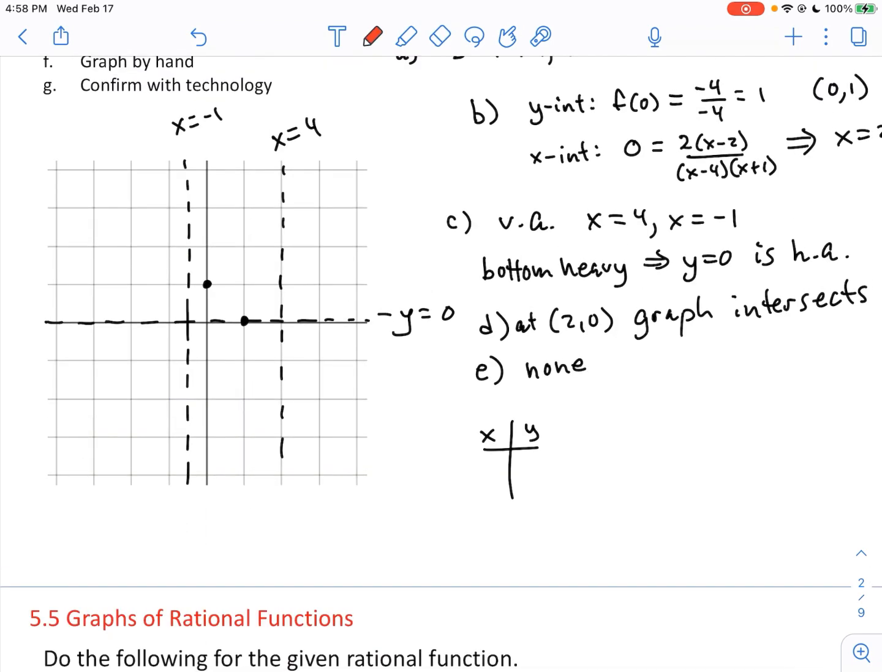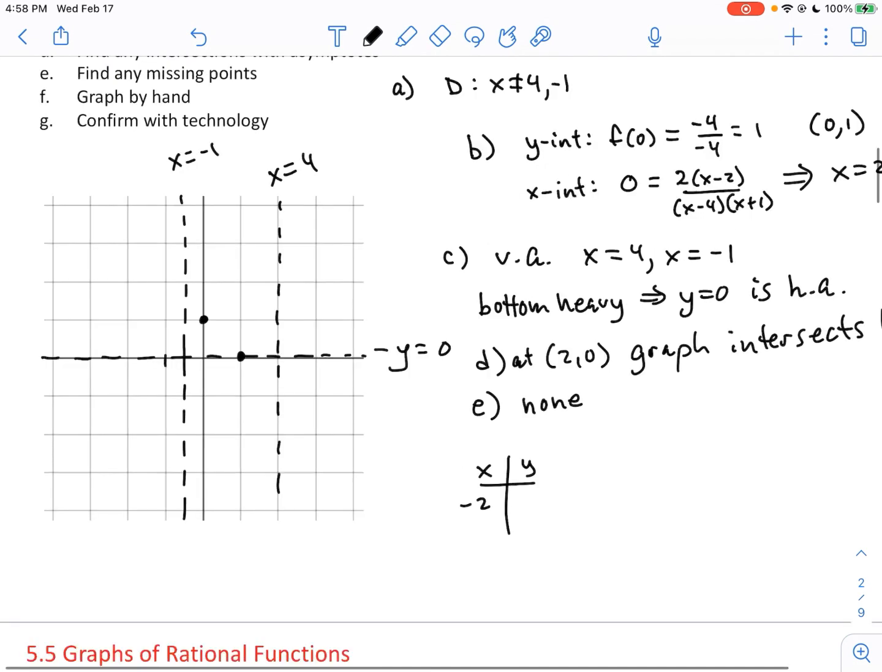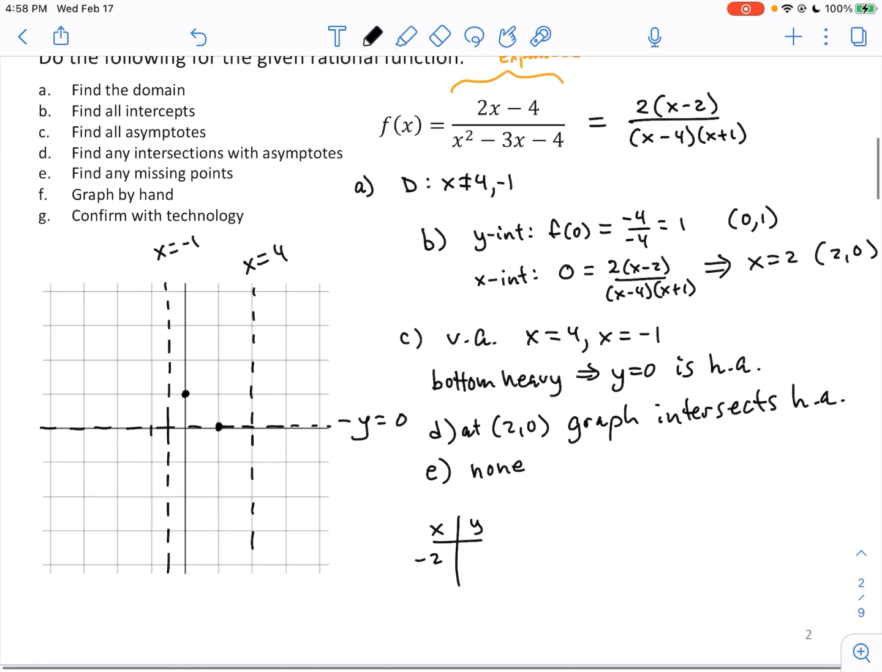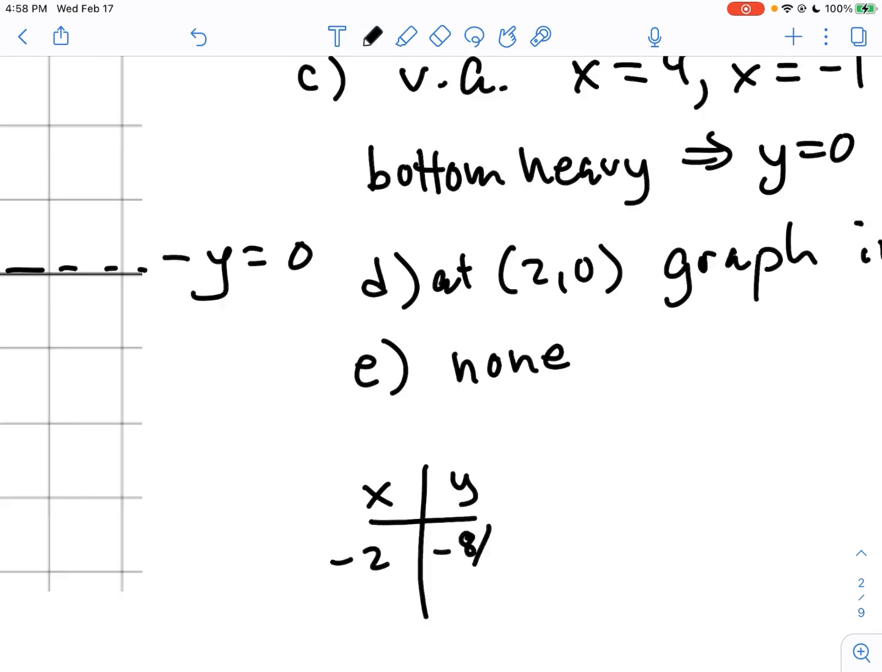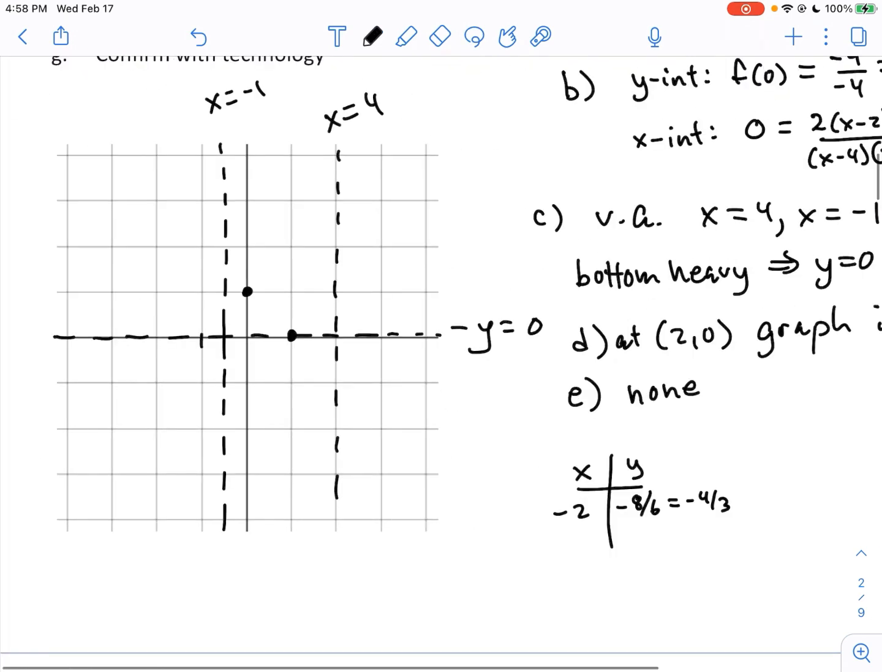Let's plug in an x-coordinate that's left of that asymptote. So maybe this x-coordinate right there, which is negative 2. Plug in negative 2 for x. I'm going to use the factored form to do my mental work here. Negative 2 minus 2 is negative 4, times 2 is negative 8. And then the bottom becomes 6. So we have negative 8 over 6. We have a negative number when all is said and done. Negative 8 over 6 is negative 4/3. So if we go left 2, we have to go down 4/3. So there's a point down here somewhere.